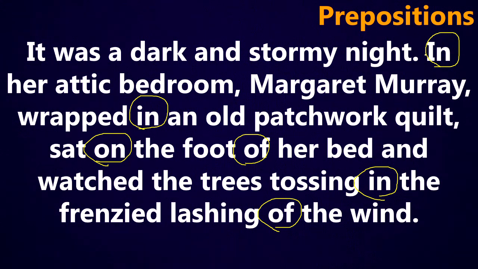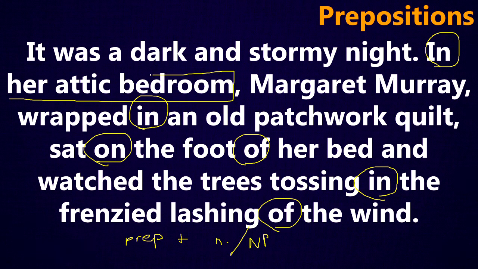When you find prepositions, what you're finding is the beginning of a prepositional phrase. So a prepositional phrase is a preposition plus a noun or a noun phrase. So if I look here, in her attic bedroom, remember bedroom is a noun. So this is a noun phrase. And the preposition comes first. So in her attic bedroom. Margaret Murray wrapped in an old patchwork quilt. There's another noun phrase.